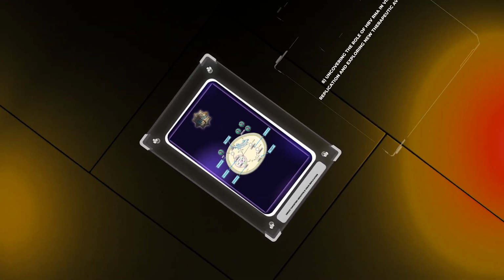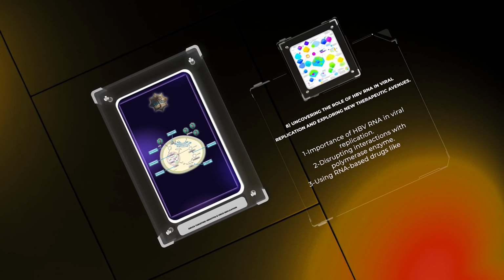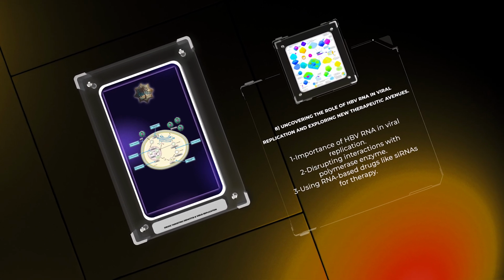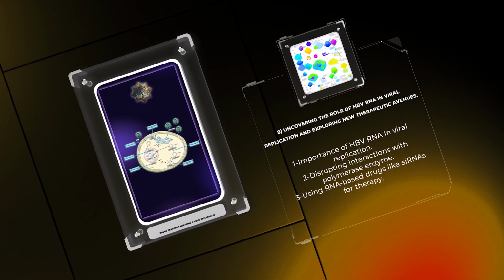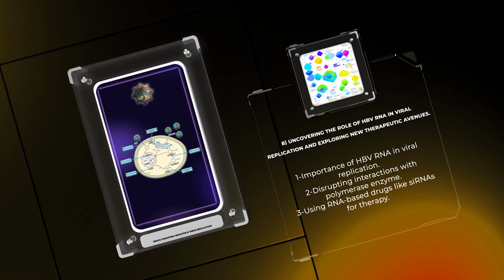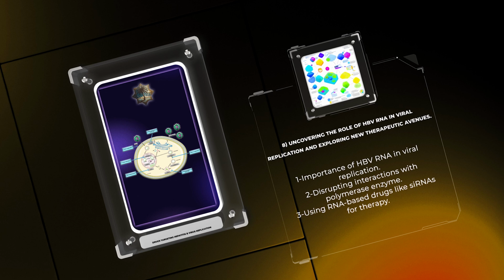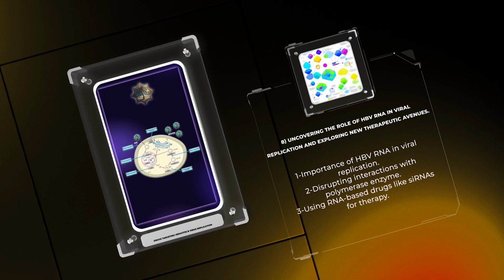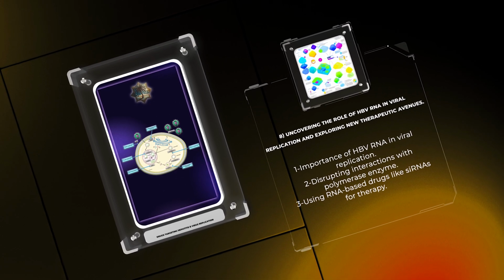In the drugs targeting hepatitis B virus replication video, we highlight the importance of HBV RNA and viral replication. By targeting specific regions of the viral RNA structure, we can disrupt interactions with the polymerase enzyme and inhibit replication. RNA-based drugs like siRNAs offer promising therapeutic options.